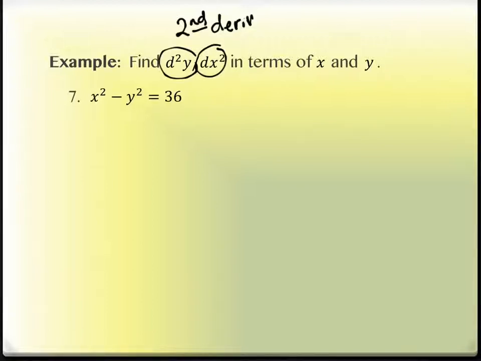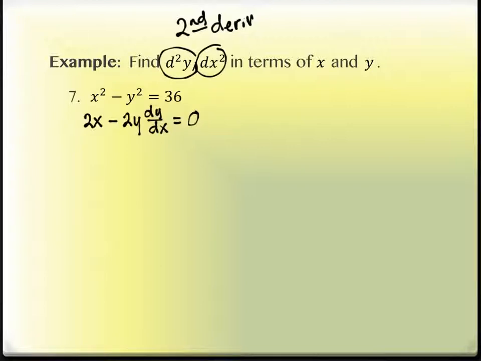What's the derivative of x squared? I'm trying to get you out of here. All right, what's the derivative of y squared? 2y dy dx. And the derivative of 36? 0. I need to solve for dy dx before I move on in this one. I have to, all right?